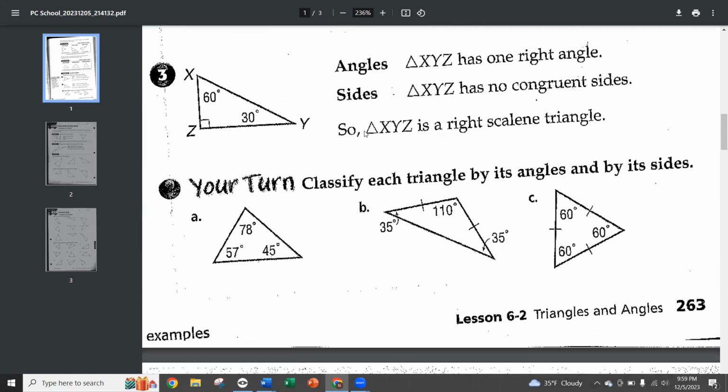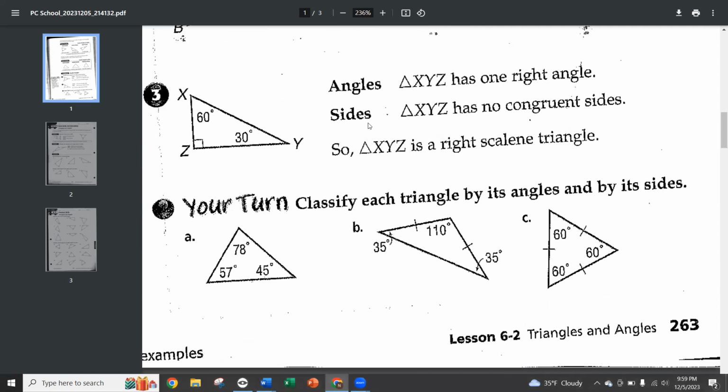Your turn. So this is in your book. Go ahead and see how you can do. Maybe pause the video and see if you can figure out how to answer and classify these three triangles.